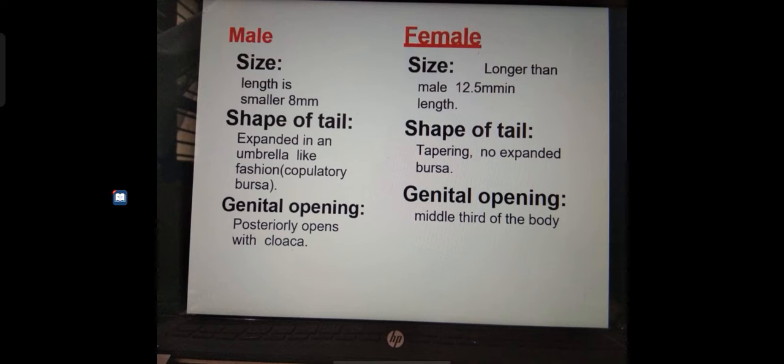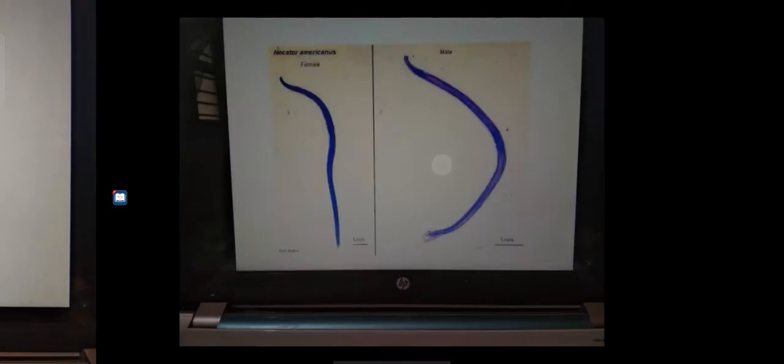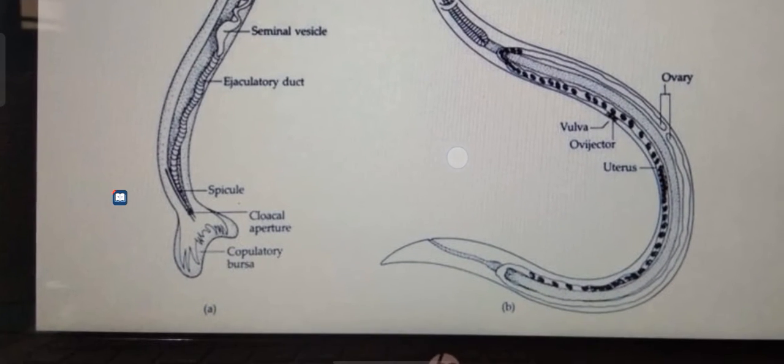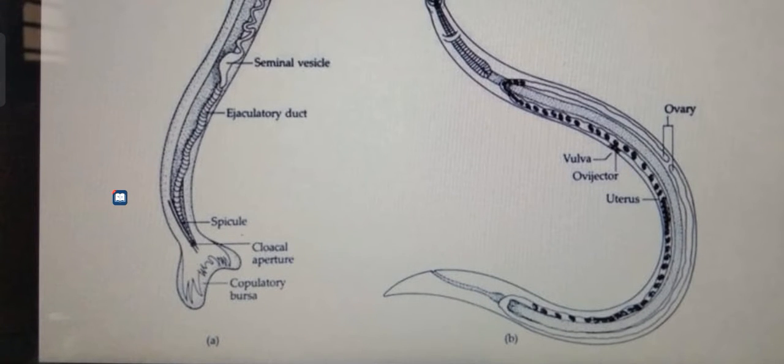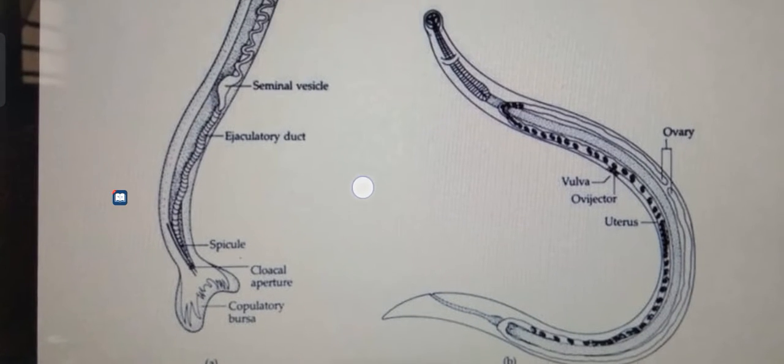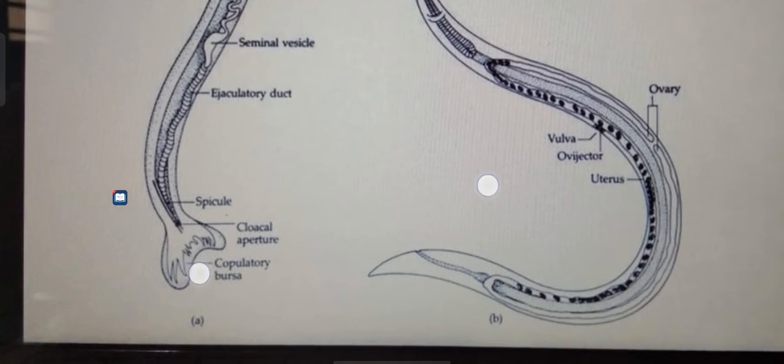We will find it in the picture. This one, A, is the male, and you can see an umbrella-like structure here, which is called the copulatory bursa.